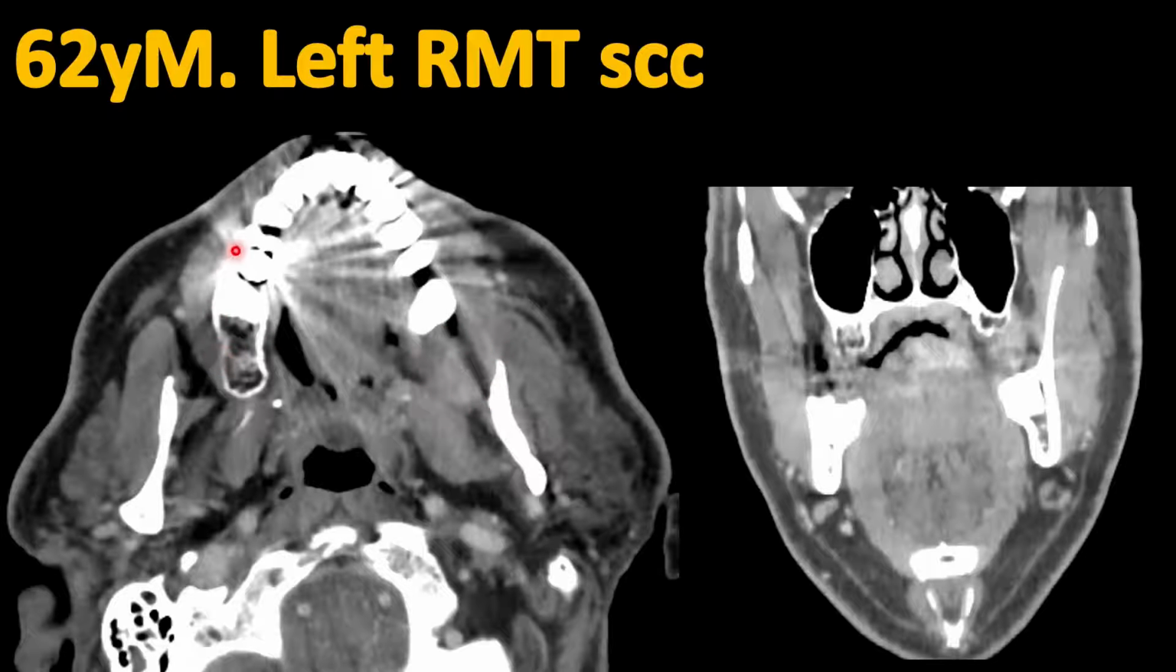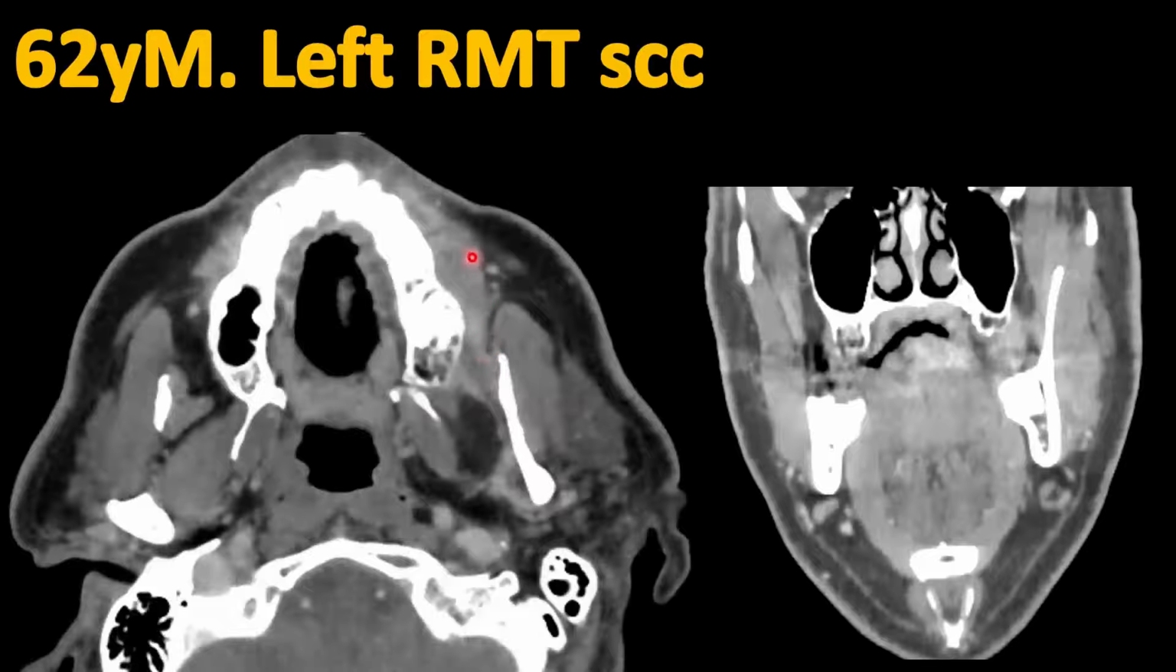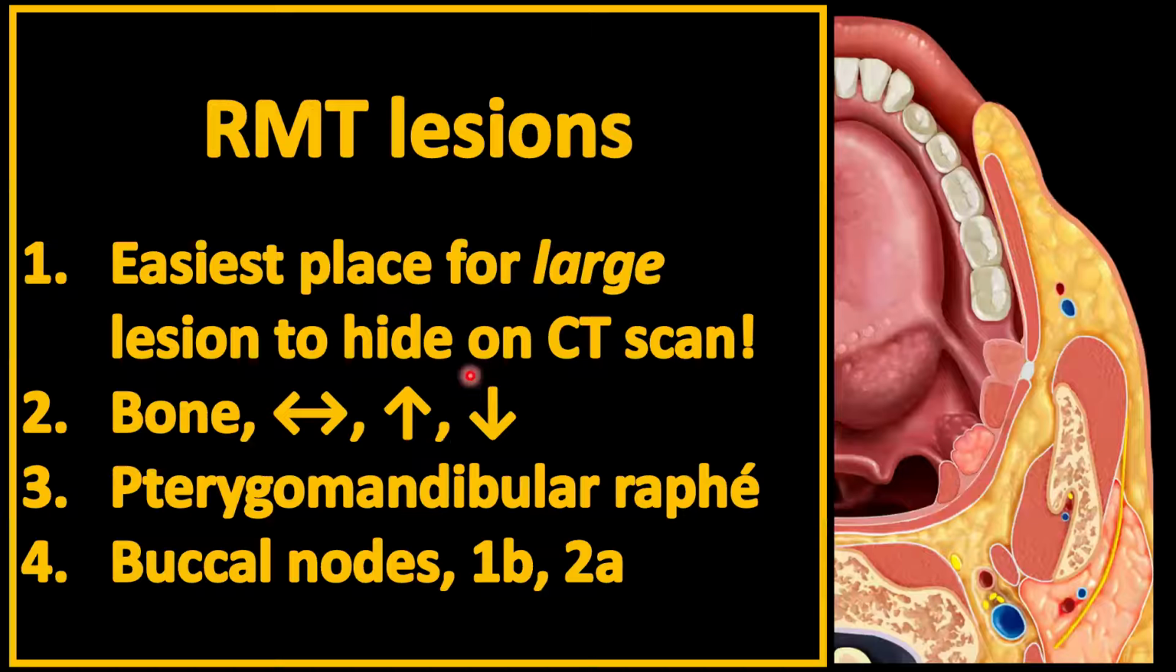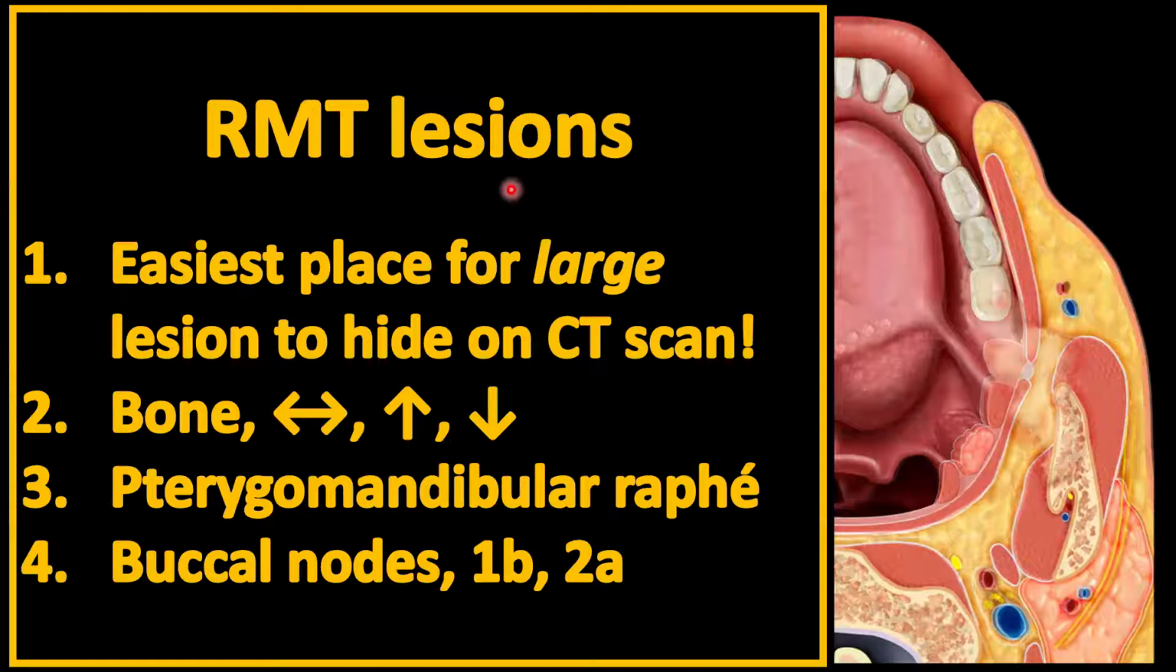So look at the right side. Here's our buccinator muscle, our buccal fat pad behind that. And you can see the complete loss of fat here. And that's one of the tricks to look for these lesions. When you can't find the primary, start looking for loss of normal fat spaces. But this is coming up that retromolar pyramid and also coming anteriorly along that buccinator muscle on the left side here. And that's one of the ways that retromolar trigones like to spread.